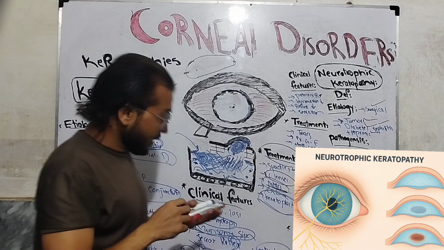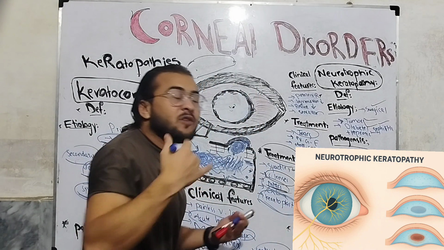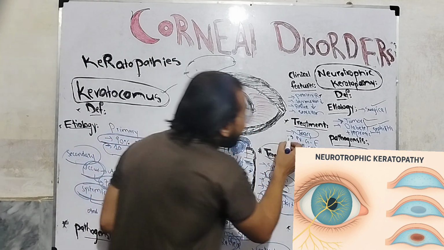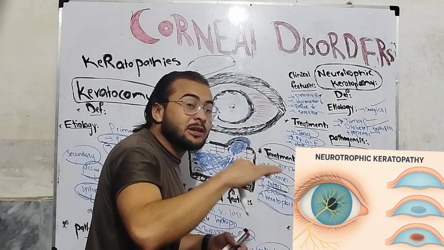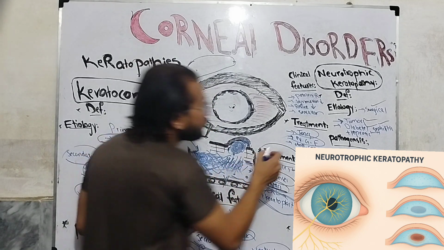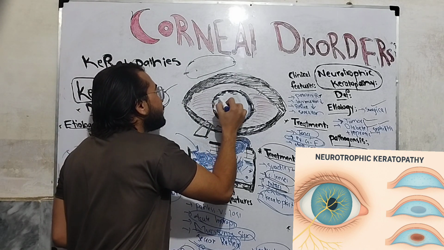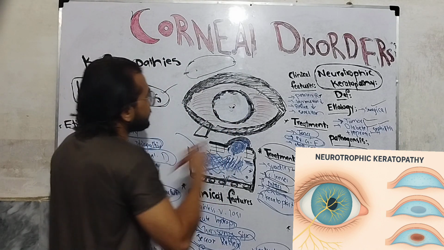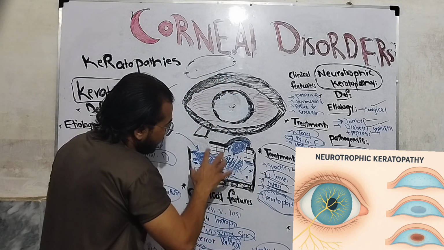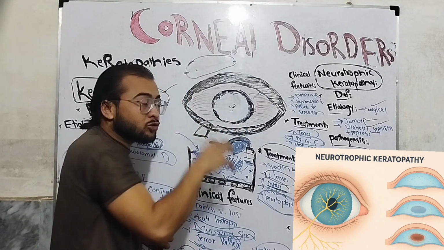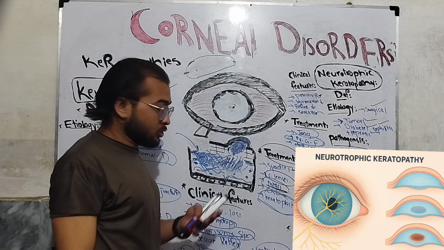The treatment. As the tearing is reduced, we will give artificial tears in the form of ointments and drops. We will give nerve growth factors in order to regenerate the trigeminal nerve, its ganglion and branches, okay? And in order to prevent damage to the corneal stroma, we will give anticollagenases. Okay, so these are the treatment options for neurotrophic keratopathy.